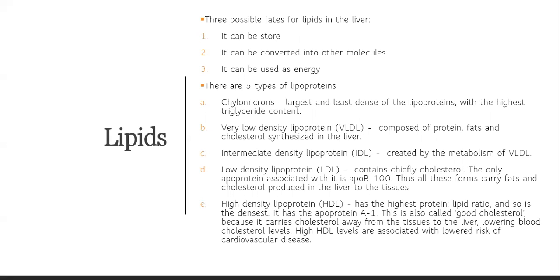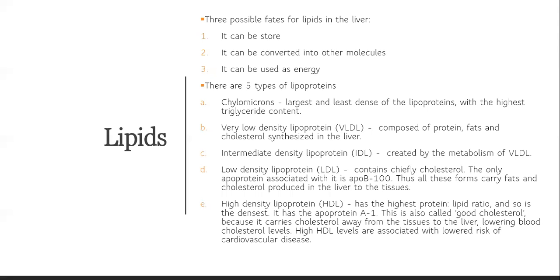There are three possible fates for lipids in the liver. The lipids can be stored, converted into other molecules, or used as energy. So if a person is on a diet or fasting, with no carbohydrate intake, what happens next is the fatty acids will be used as an energy source of the body.